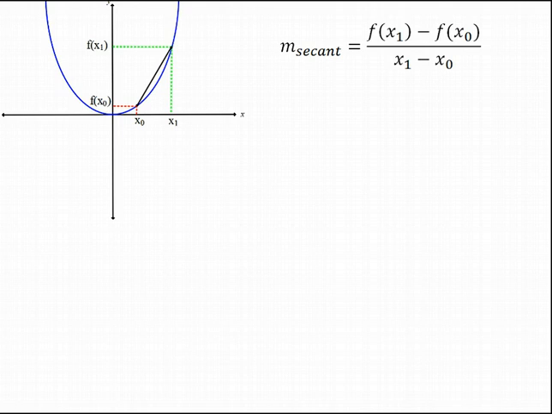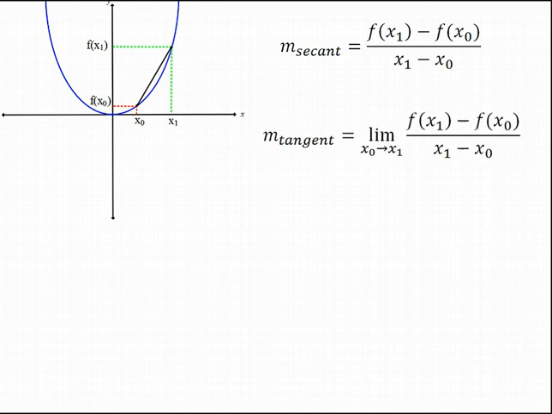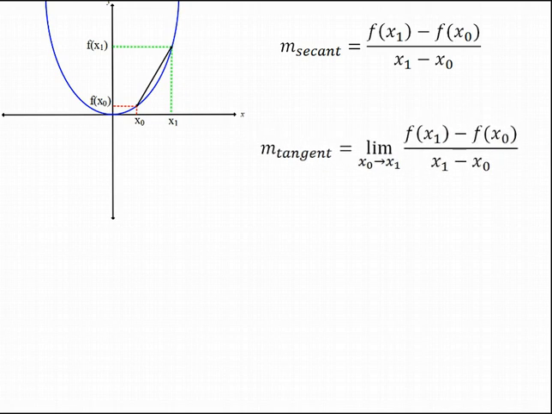So what does that tell us? That tells us that as x0 becomes closer and closer to x1, the slope of the secant line becomes the slope of the tangent line. So we can define the slope of the tangent line with a limit. As x0 approaches x1, this expression for the slope of the secant line becomes the slope of the tangent line. And this is big. This is something brand new. This is something that we've not been able to do in your math career.